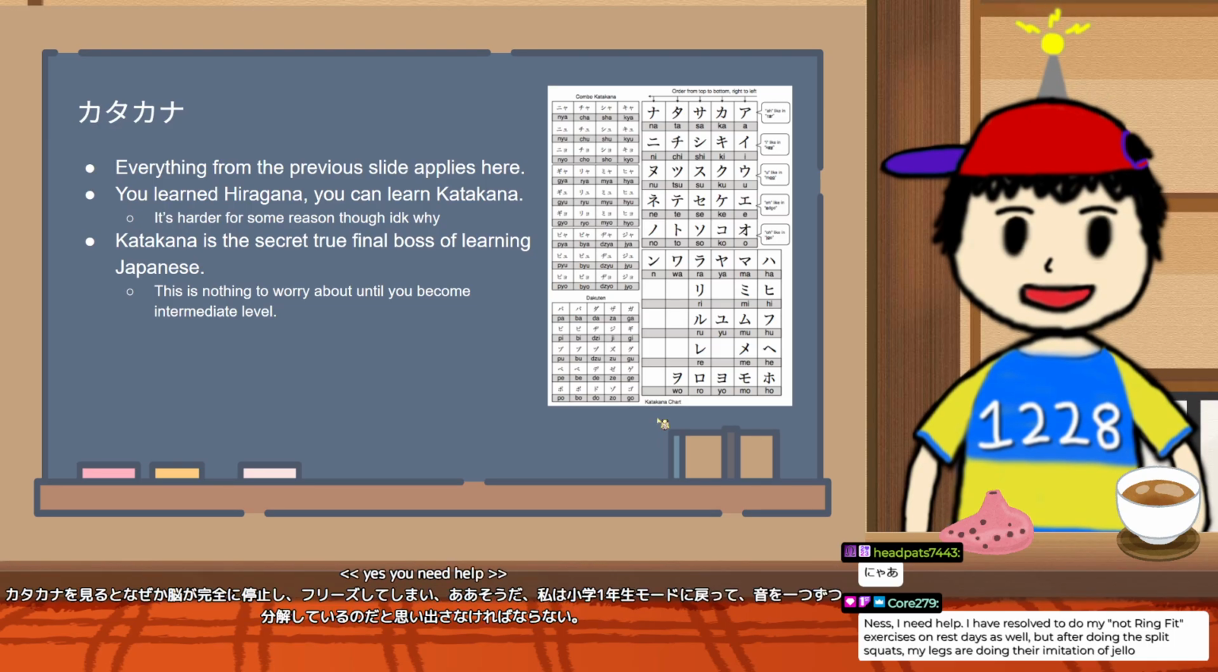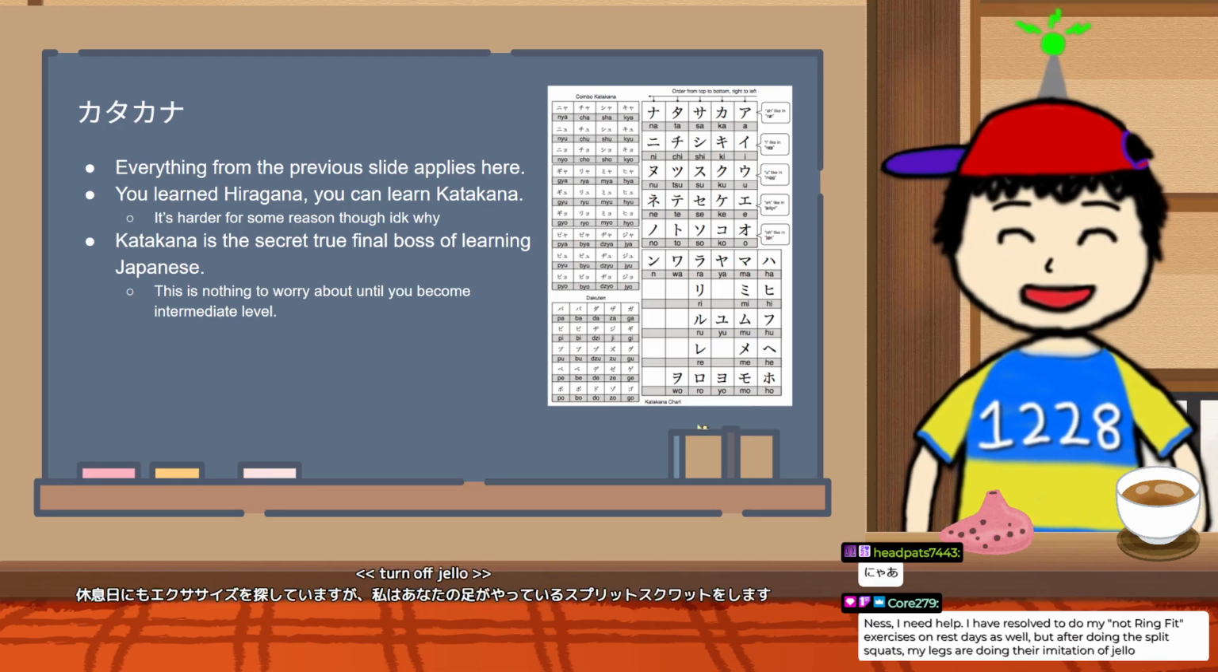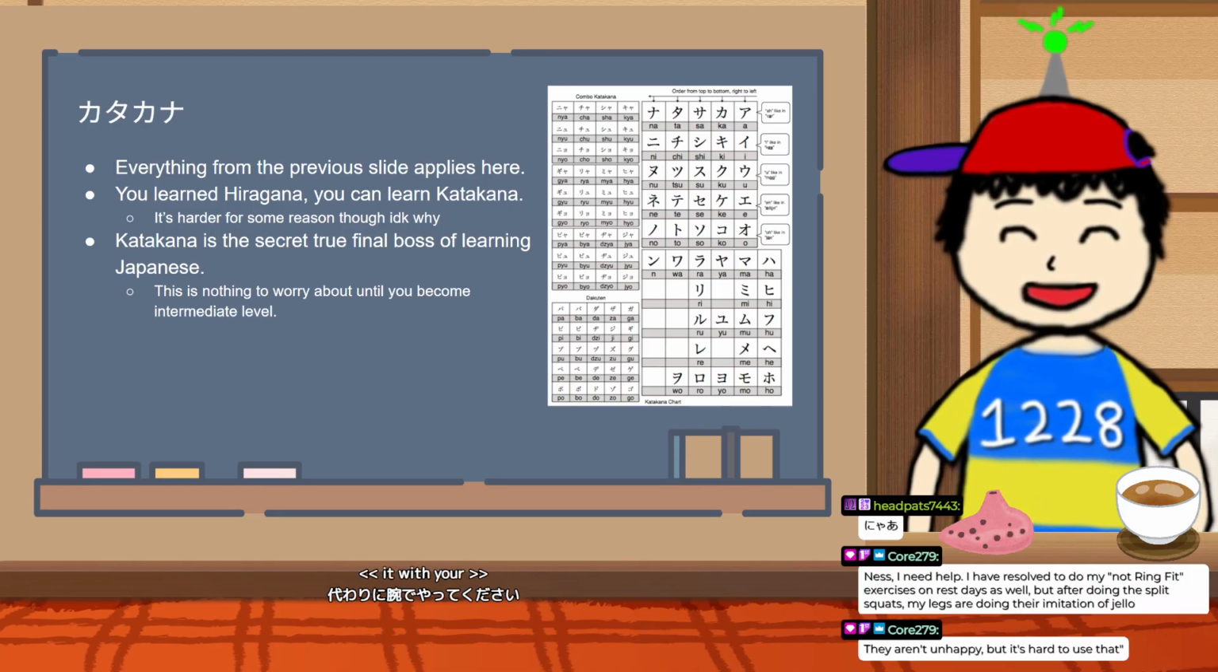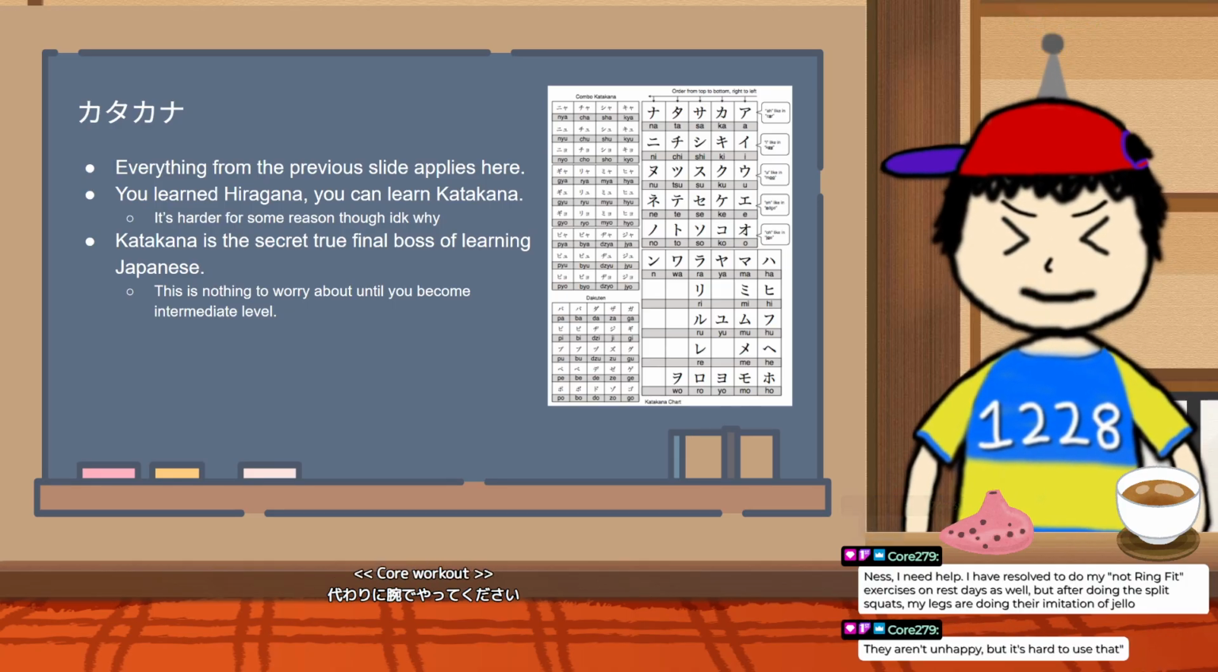Yes, you need help. I've resolved to do my Ring Fit exercises on rest days as well, but after doing the split squats, your legs are doing their imitation of jello. Do it with your arms instead. And if you can't do it with your arms, do it with your core. Sit-ups. Do some core workouts. Some crunches. You got this.